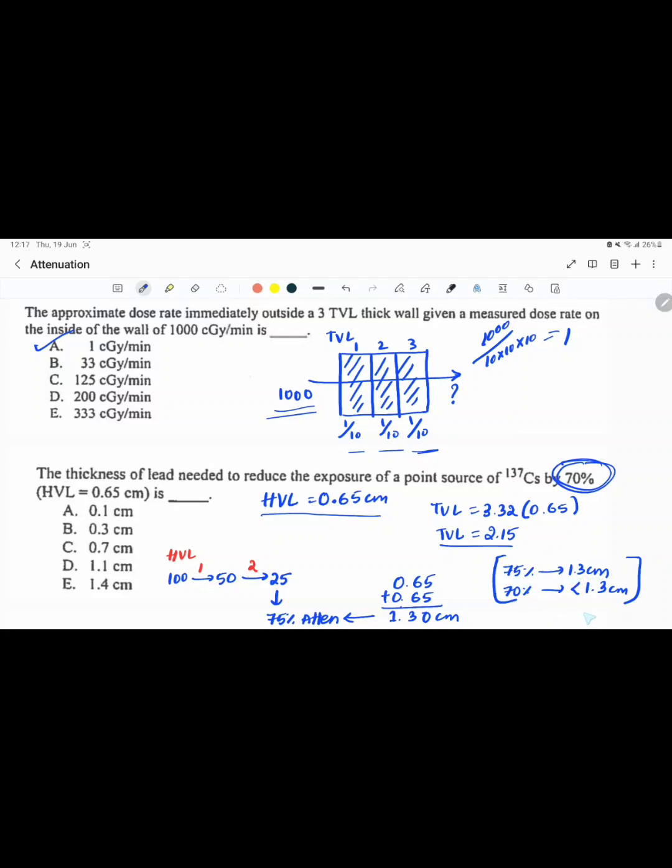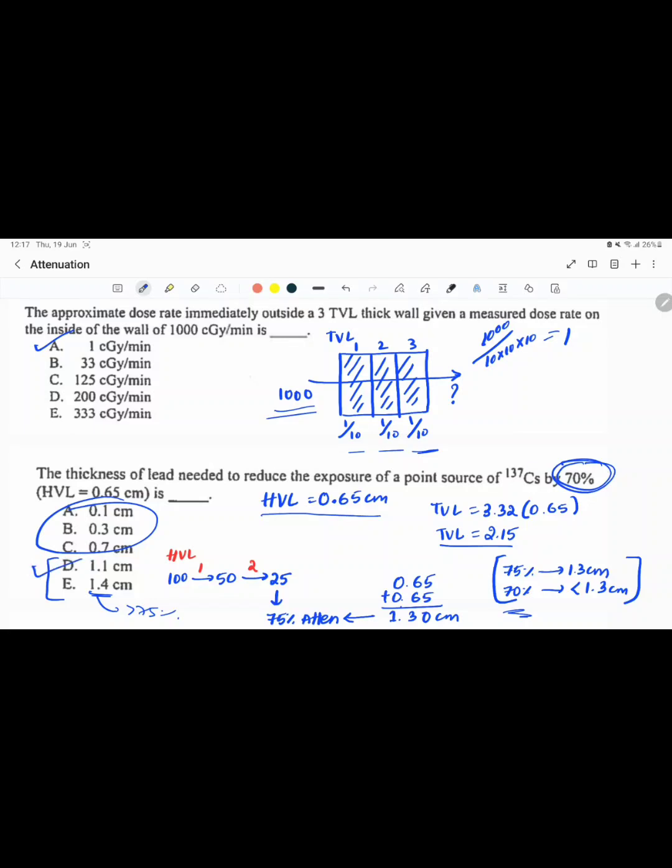So 70% attenuation gives less than 1.3 centimeters. Among the given options, these three are ruled out. Among these two, this is required for more than 75 percent of attenuation. They're asking around 70, so I'll select these.